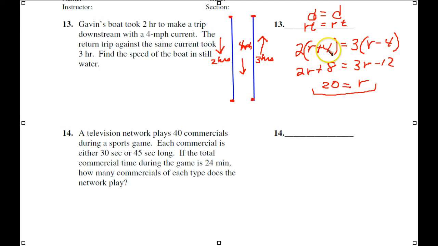So 20 plus 4 is 24. That's 2 times 4, 48. This is going to be 20 minus 4 is 16. And 3 times 16 is 48. So this one really checks out. So even though initially it looked rather difficult, again, the use of a diagram, trying to understand what's going on, and then applying the needed formula and knowing how to work with it gave us our answer here.